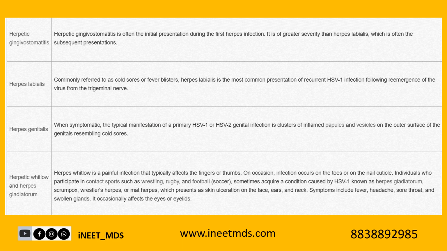These are some of the important infections more frequently asked in MCQs. They include herpetic gingivostomatitis, herpes labialis, herpes genitalis, and herpetic whitlow. So first one, herpetic gingivostomatitis. It is the initial presentation during the first herpes infection. It is of greater severity than herpes labialis and it leads to other subsequent presentations.